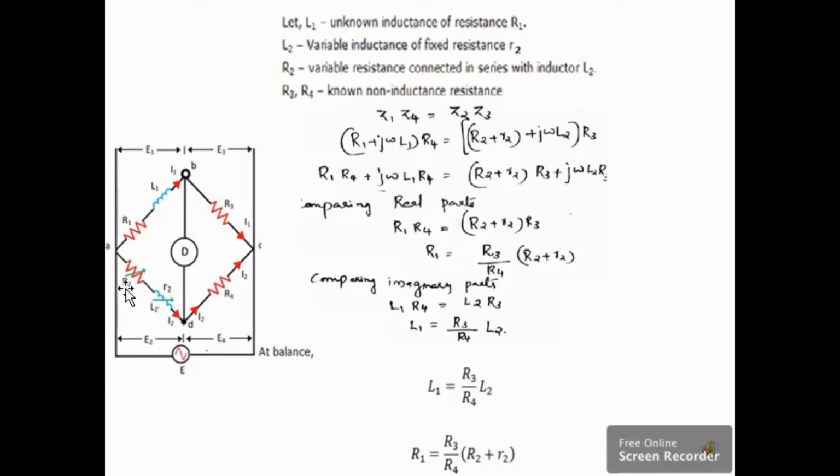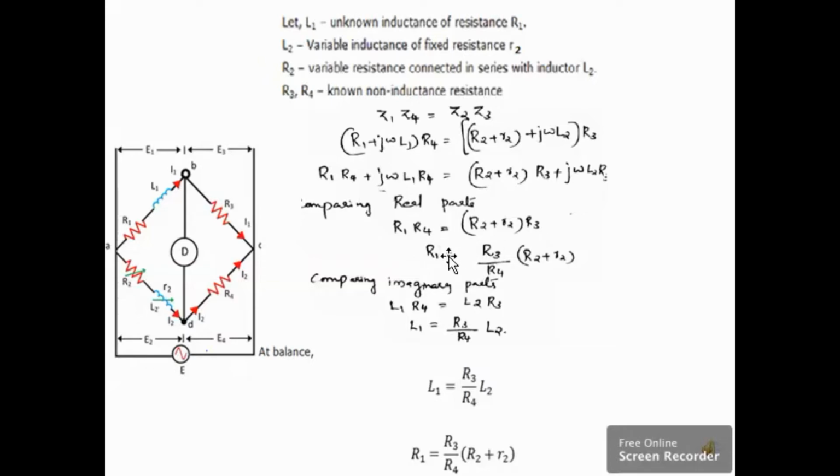It consists of two resistances, capital R2 and small r2, and an inductance L2. So the expression is R2 plus small r2 plus j omega L2, into Z3. Z3 is the third arm impedance, and it consists of only a resistance R3. So on substituting, it is R3. So the expression becomes R1 R4 plus j omega L1 R4 is equal to R2 plus small r2 into R3 plus j omega L2 R3. Comparing real parts, you will obtain R1 R4 is equal to R2 plus small r2 into R3.